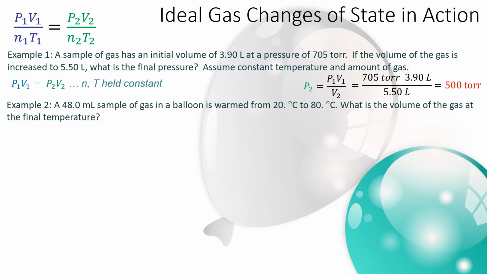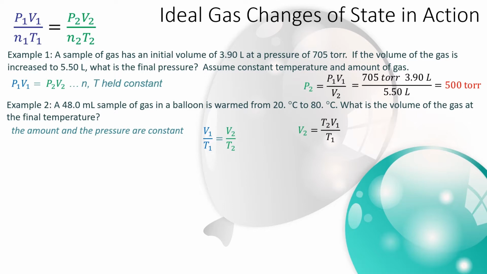Example 2. A 48 milliliter sample of gas in a balloon is warmed from 20 degrees C to 80 degrees C. What is the volume of the gas at the final temperature? In this example, we can assume the amount and the pressure are constant, leading to the equation V1 divided by T1 equals V2 divided by T2. This is an example of Charles' law. The final volume is unknown, so the equation rearranges to V2 equals T2 V1 divided by T1.